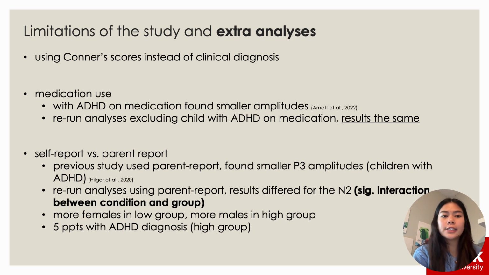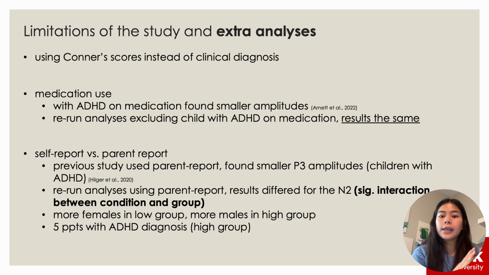Another limitation of the study is how we used self-report ADHD traits based on the Connors 3 short form compared to the parent report version of the short form. A previous study that used parent report ADHD traits found smaller P3 amplitudes in children with ADHD compared to children without ADHD. Because of this, I reran the analysis again. This time I used the ADHD traits based off the parent report version, and I separated the children based on their parent report total ADHD scores into new high and low ADHD trait groups. And I actually found a difference in the results.